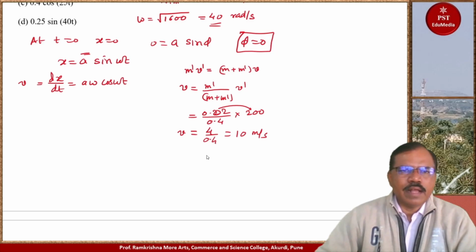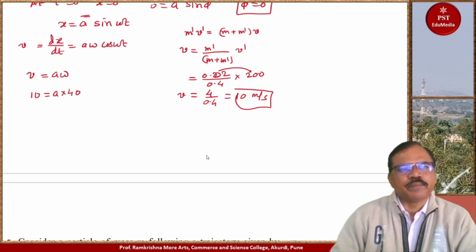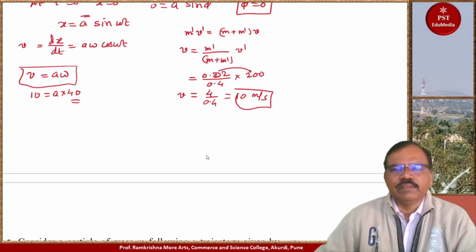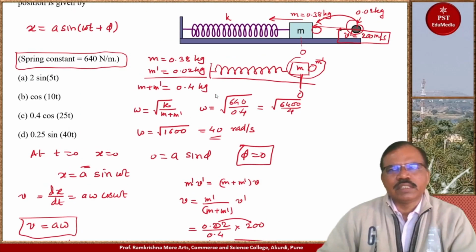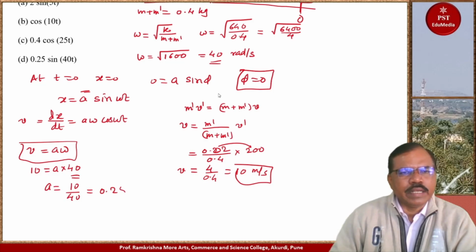So at the mean position, what is the velocity? This is the velocity at the mean position. At the mean position, velocity is maximum. That is a omega, so 10 equals a into 40, because omega is 40. This is the maximum velocity, and it is at the equilibrium position because the bullet stuck the mass at the equilibrium position. So what is a? A is equal to 10 by 40, so it comes out to be 0.25.